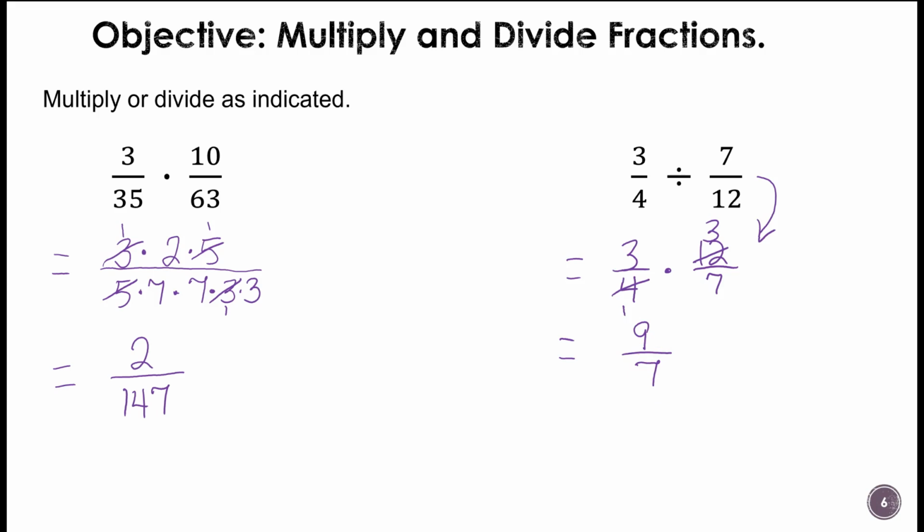So that's the end of multiplying and dividing fractions.